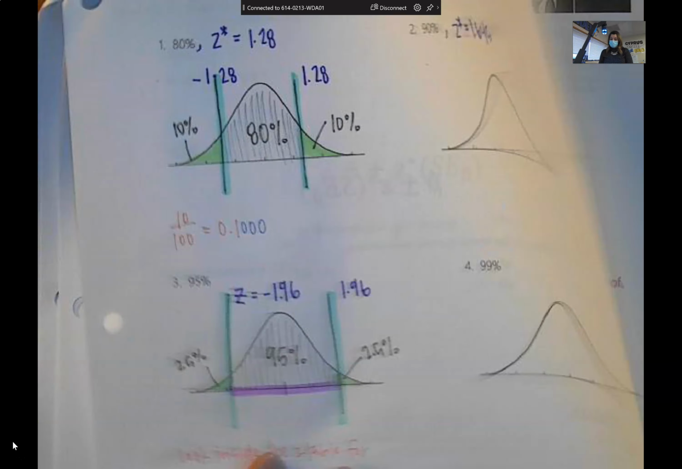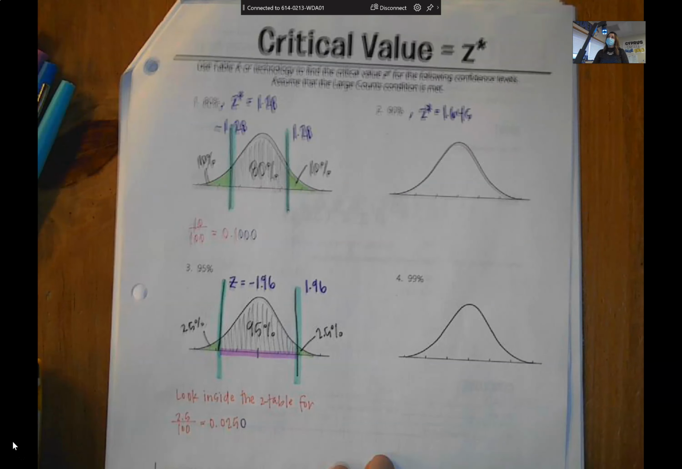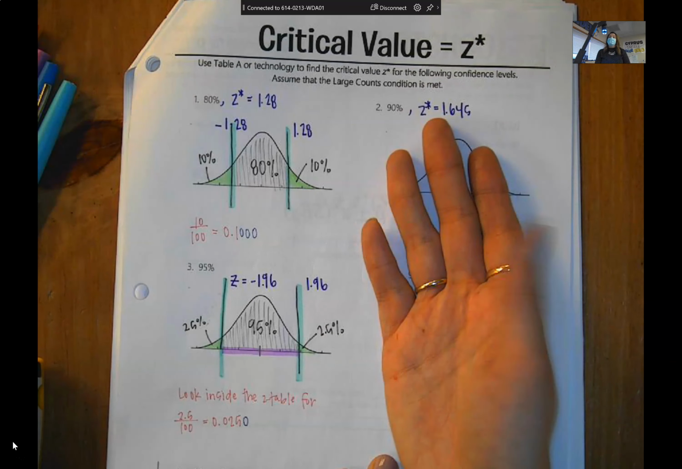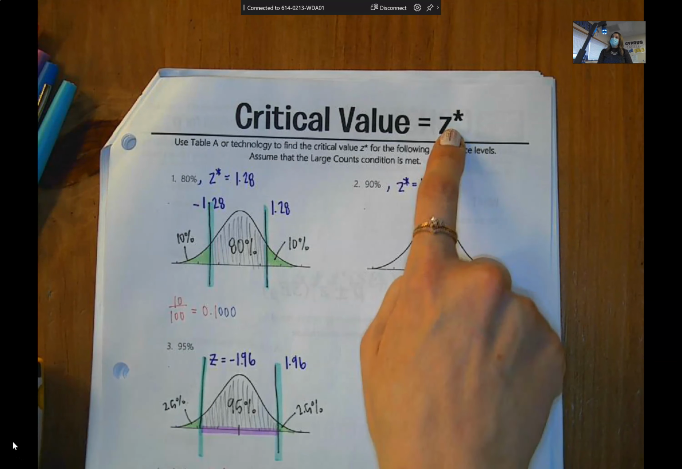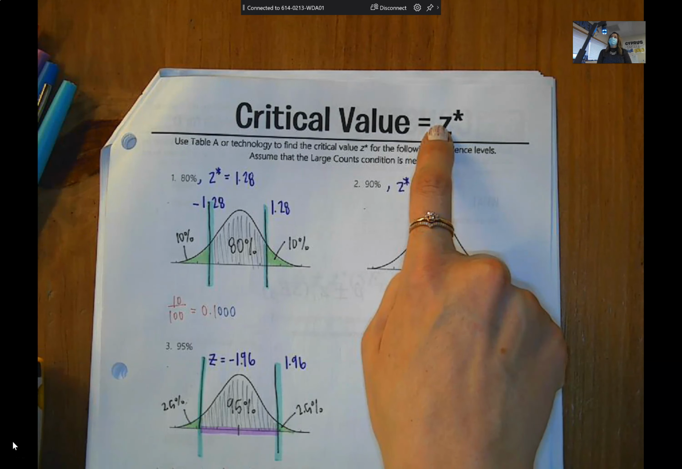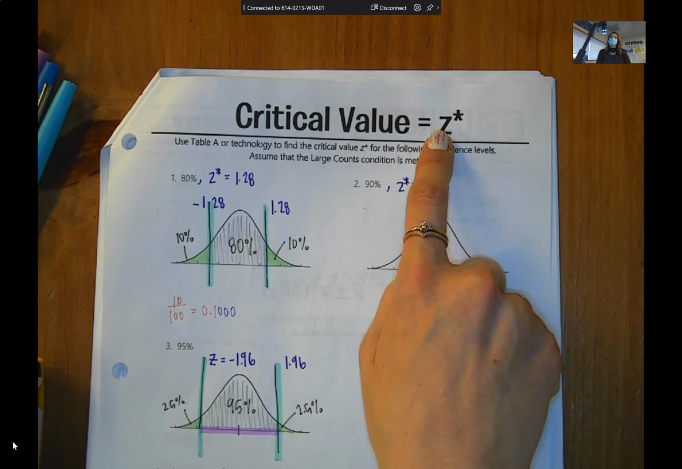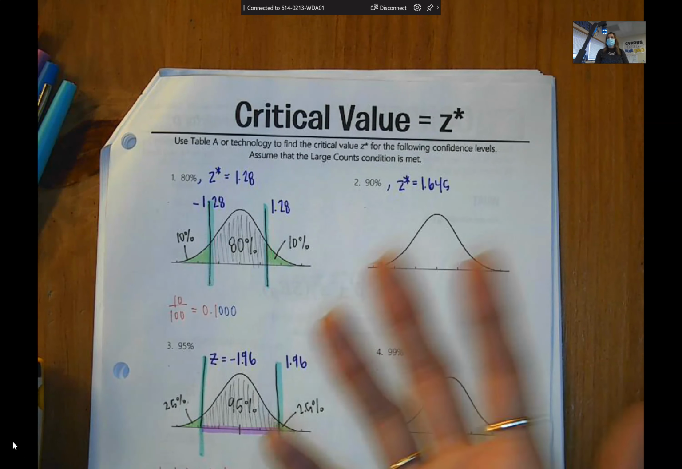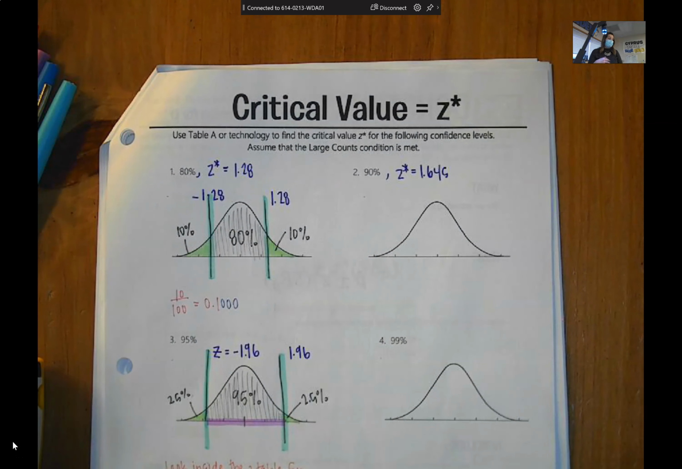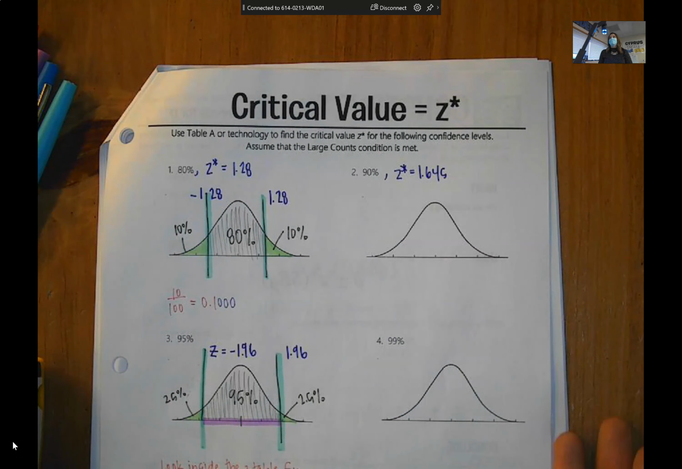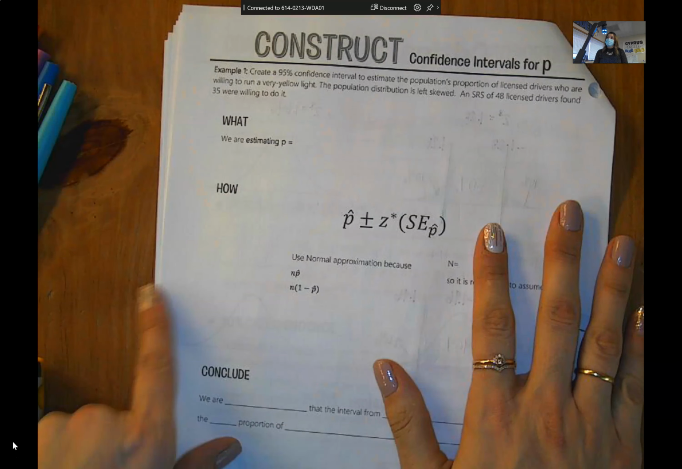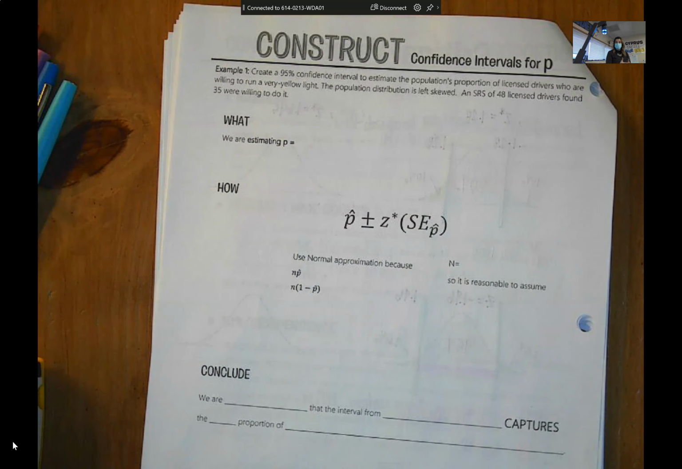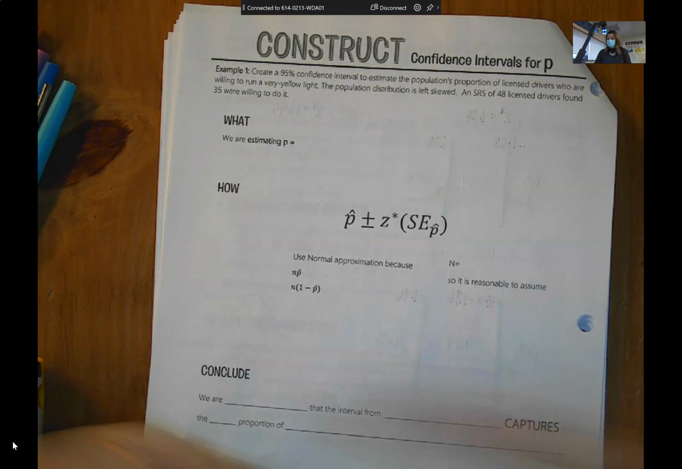Okay, so this goes through and shows you how you truly get a critical value. And we often refer to that as Z critical. This Z star means Z critical. It's your critical value and it's a Z value. Why is it a Z value? Because it comes from the normal curve. So then all that's left for us is to construct our confidence interval, but check our conditions before we do that.